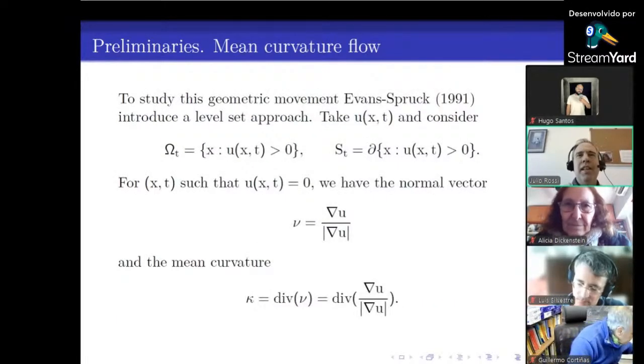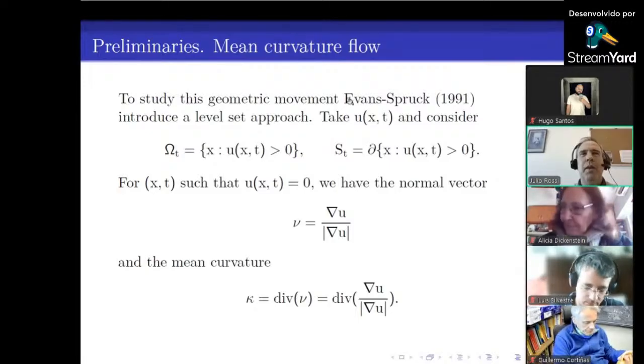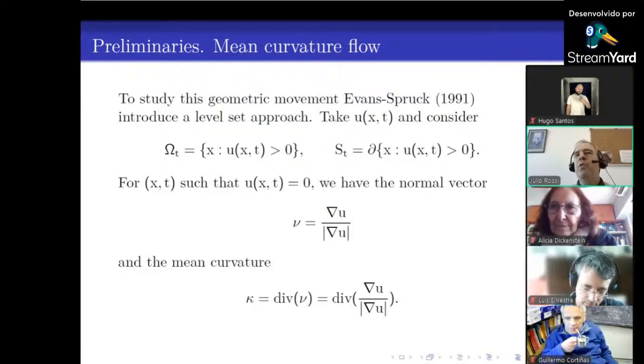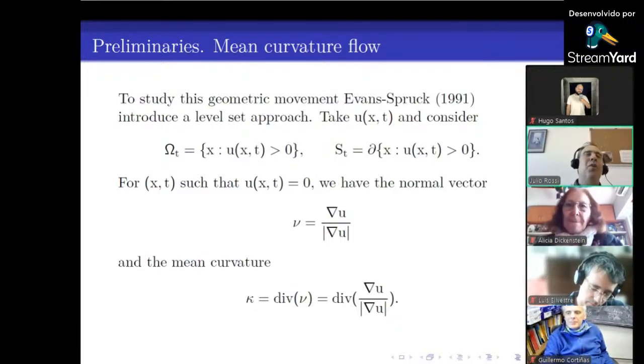Okay. For studying this mean curvature flow, there is an approach made popular by Evans and Spruck. And at this point, I have to say that I will not mention every possible reference. So my apologies for any possible omission, or for all the possible omissions that I will make during the talk.